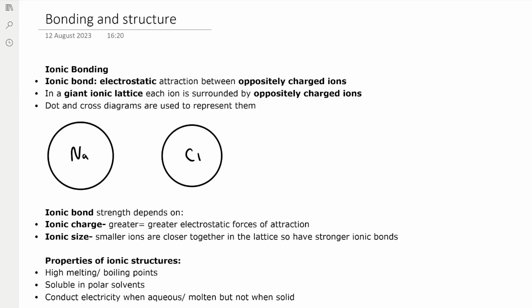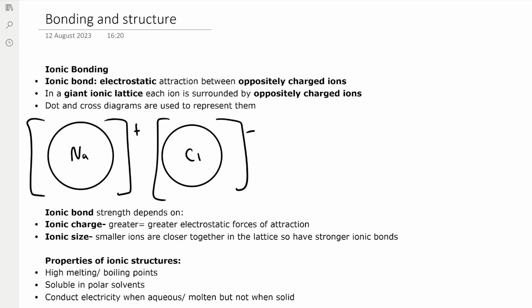Ionic bonding. An ionic bond is when there is electrostatic attraction between oppositely charged ions. And in a giant ionic lattice, each ion is surrounded by oppositely charged ions. So we use dot and cross diagrams to represent ionic bonding. For example, in sodium chloride, we have sodium ions, which have a positive charge, and chloride ions, which have a negative charge because they've taken on an extra electron from the sodium.